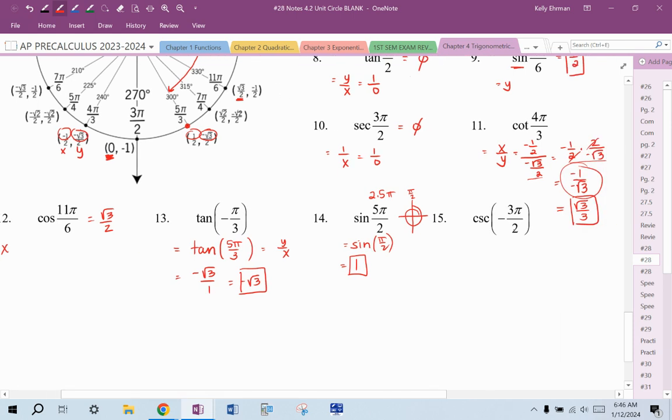Last one, negative 3 pi over 2. Negative 1 pi is here. Another negative half pi is here. So that also lands you at pi over 2. So this is the same as the cosecant of pi over 2. That's 1 over y. Remember, the y coordinate was 1. So 1 over 1 is 1.